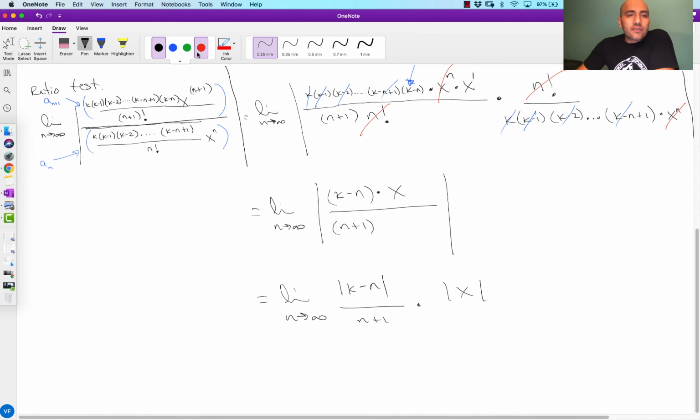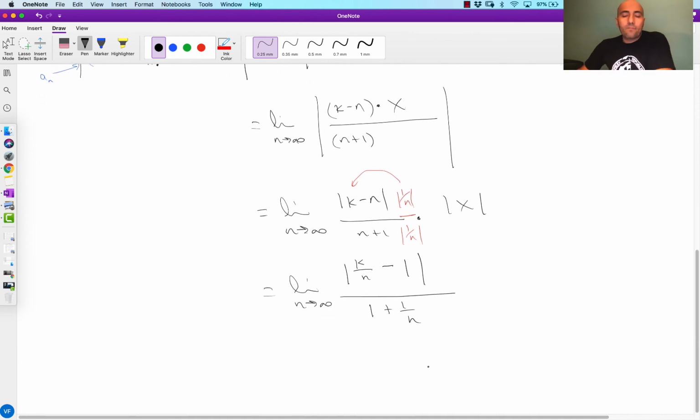Okay, well, we can apply our usual tricks, keeping in mind that n is counting numbers, 1, 2, 3, 4, 5. So this is definitely going to be some positive number. Depending on the value of n, it might be small, but it's still going to be positive. So this is another version of 1 we can distribute, and we can bring this inside here because it's positive. It doesn't have any impact. Now we can tuck that in there, and we do the limit as n goes to infinity of the absolute value of k over n minus n over n, which is 1, divided by 1 plus 1 over n, times the absolute value of x.